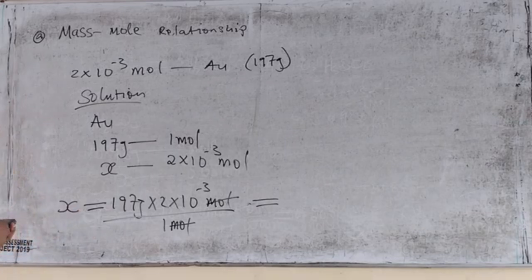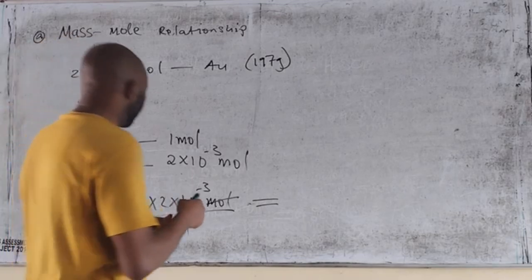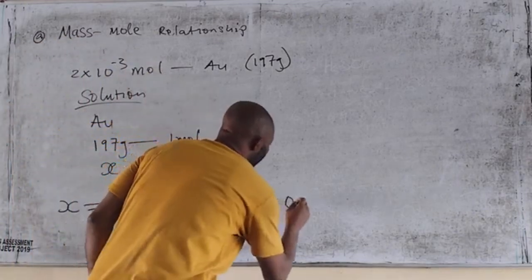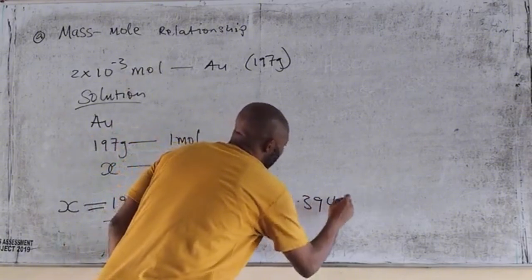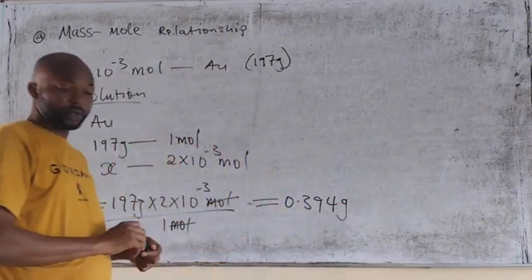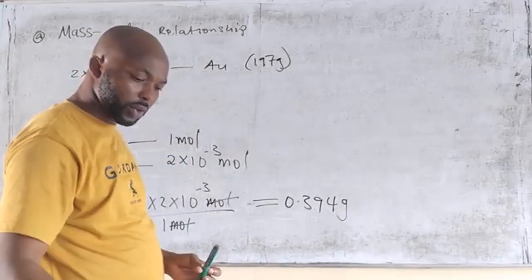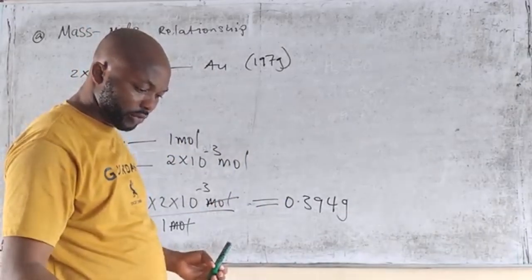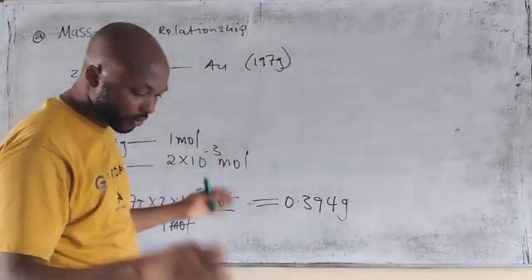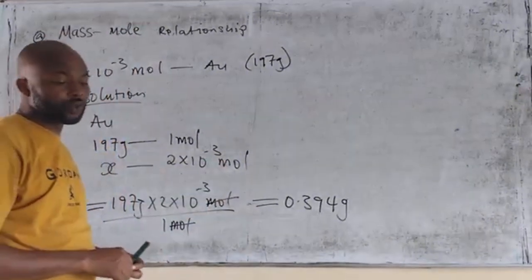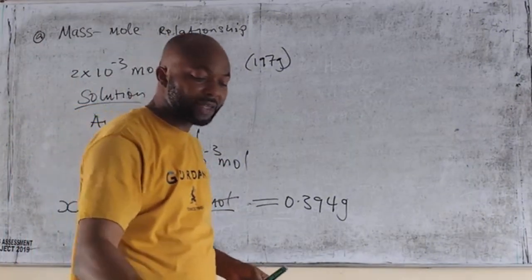My answer now becomes 197 times 2 times 10 raised to the power minus 3, which is 0.394 grams. So keep moving. Okay, which one did we just solve? Calculate that of gold. Okay, we're done with that. Let's go to atoms-mass relationship.